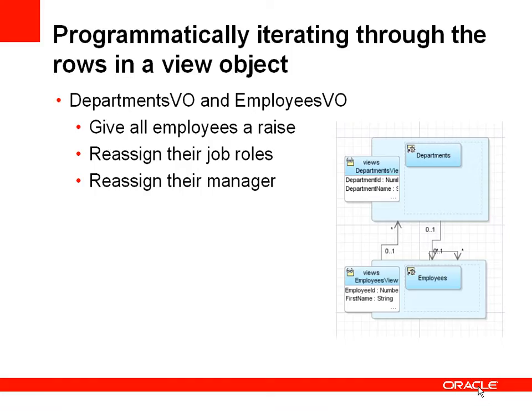So why might you want to do this? Well, let's look at our departments and employees example, where a department has many employees, and we might decide that we want to programmatically iterate through all the employees in a particular department to perform some action. For example, all the employees might get a raise, the job roles might be reassigned, or each employee is reassigned a new manager.